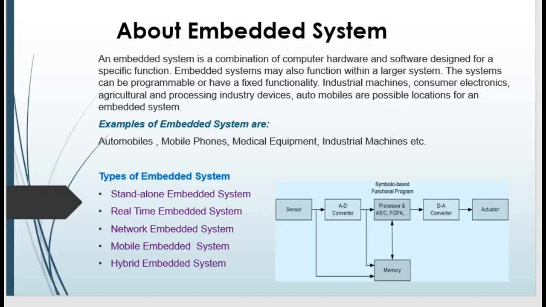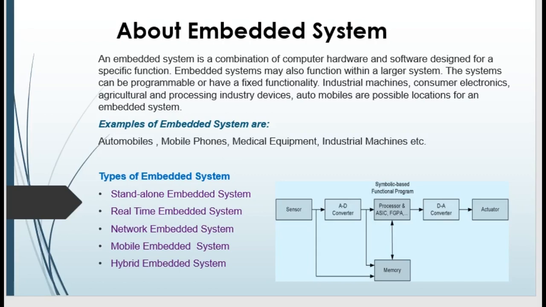Now we will talk about what is an embedded system. Firstly, we study why it is named embedded. Embedded means something that is attached to another thing. An embedded system can be thought of as a computer hardware system having software embedded in it. An embedded system is a microcontroller or microprocessor based system which is designed to perform a specific task. It is a combination of computer hardware and software designed for specific functions. Some examples of embedded systems are automobiles, mobile phones and medical equipment.